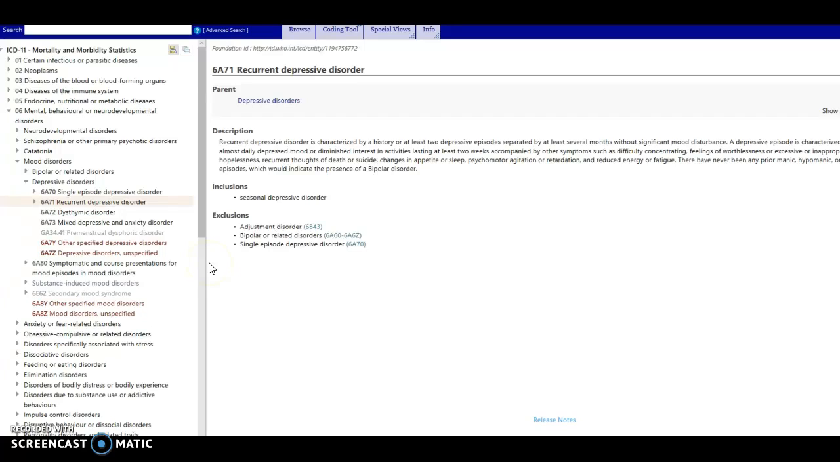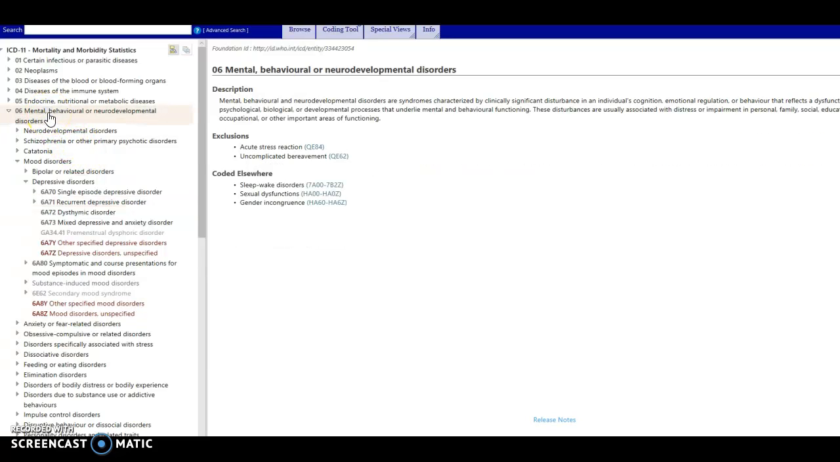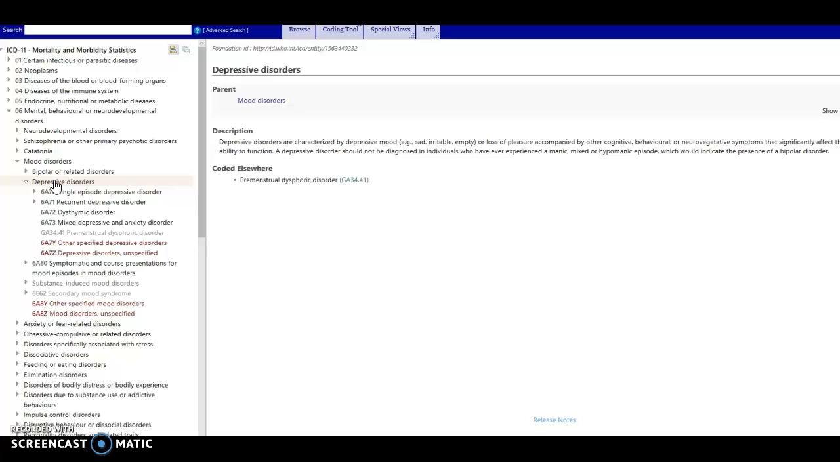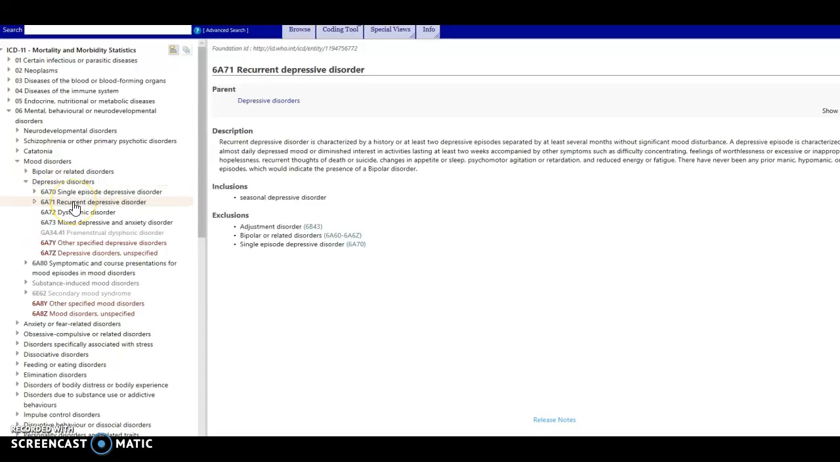On the left-hand column, you'll see a list of physical and mental health categories. If we go down to number 6, we see mental, behavioral, neurodevelopmental disorders. If we click on mood disorders, we have our common bipolar disorder, depressive disorder. Let's go down to depressive disorders as an example, and then further into recurrent depressive disorder. Let me just briefly read this so we can see similarities and differences.